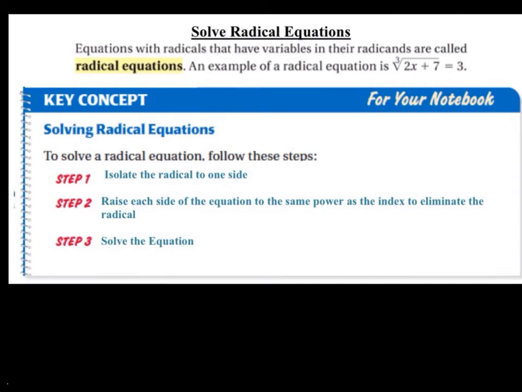This lesson is the final lesson in Unit 3, and it's going to explain how to actually solve radical equations. You've done the inverse and solved for the variable, and it's essentially going to be similar steps, but you're going to say, okay, we have this radical equation, we need to solve or find the value for x. So equations with radicals that have variables in the radicands are called radical equations.